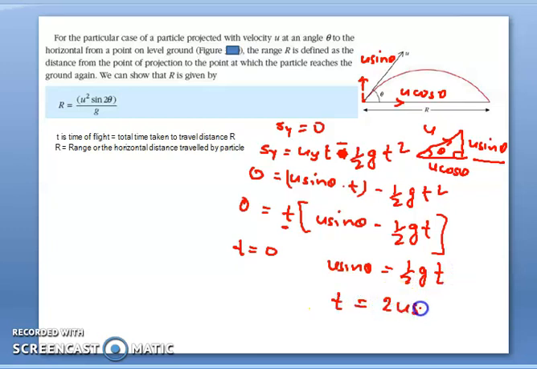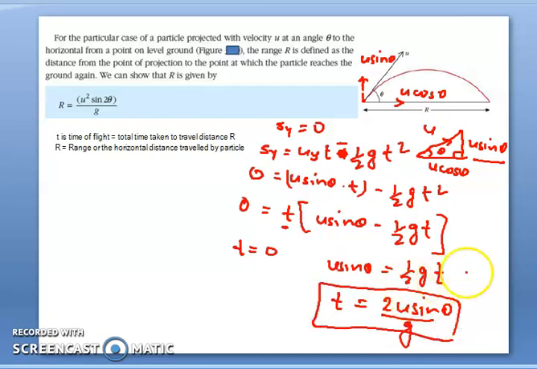Now the second case is u sin theta is equal to half gt, or we can find the time t is equal to 2u sin theta upon g. So this is nothing but the time of flight, the total time taken by an object during the total travel. Okay, so initial is u, and consider these points a and b. During this time, the time is 2u sin theta upon g. So this is when the particle returned to the ground, 2u sin theta upon g. So this is done.